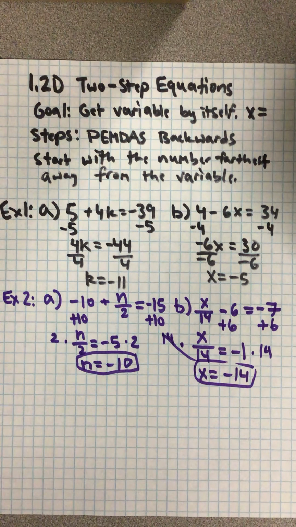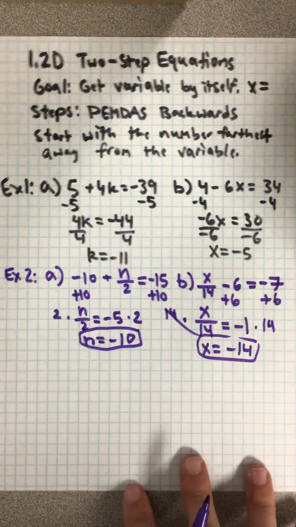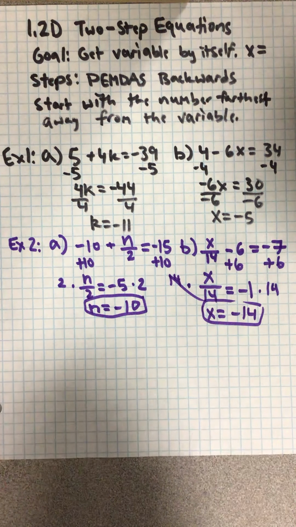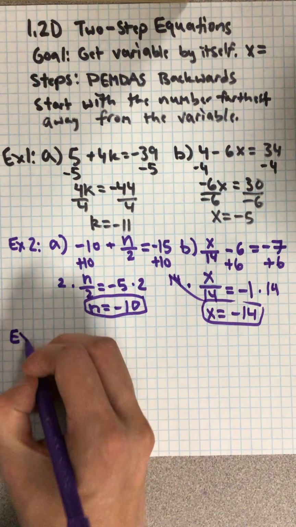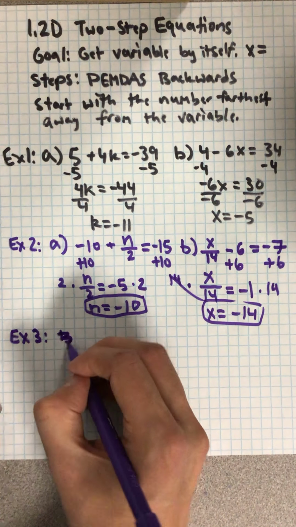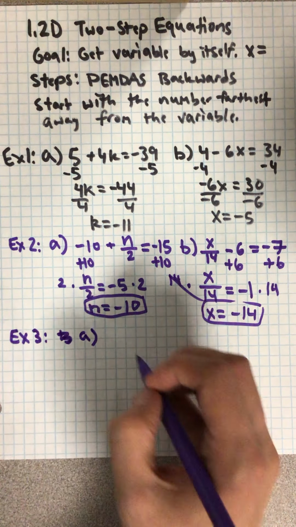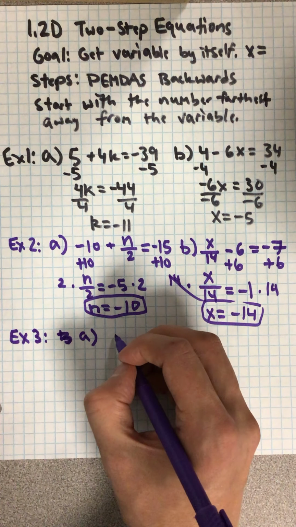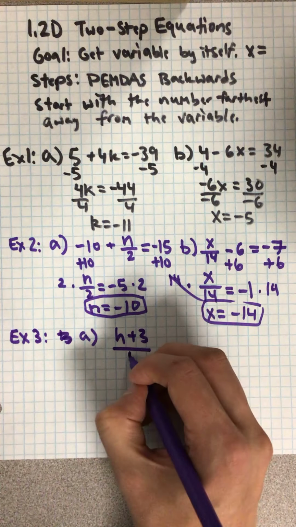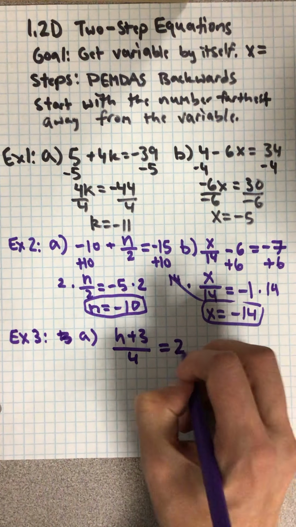Hopefully this will be pretty straightforward, although we're going to throw one more example at you, and this one is going to be trickier, and this will go back to the old implied parentheses thing that we saw earlier. This is example A. There's only one example on this one. This one is h plus 3 divided by 4 equals 2.